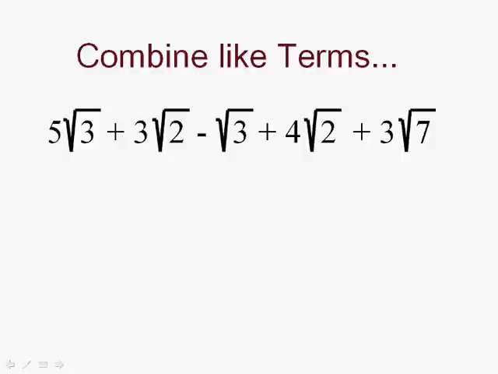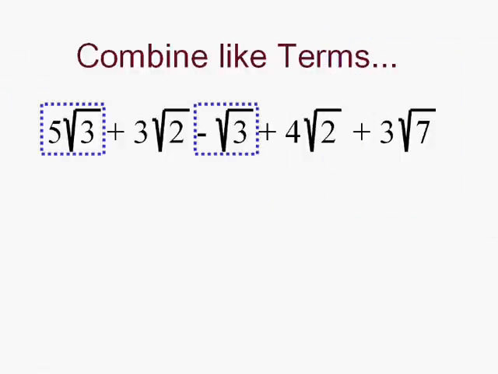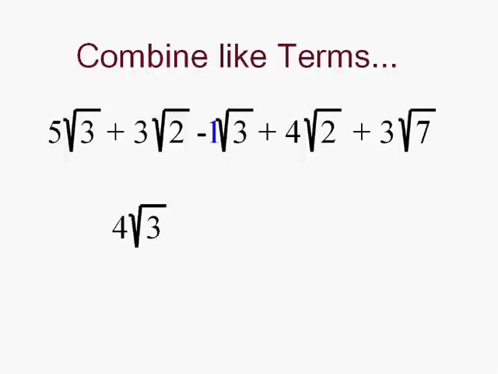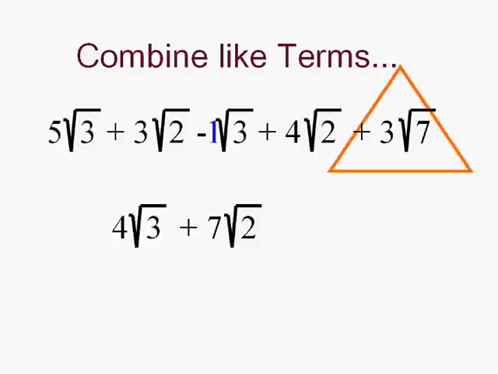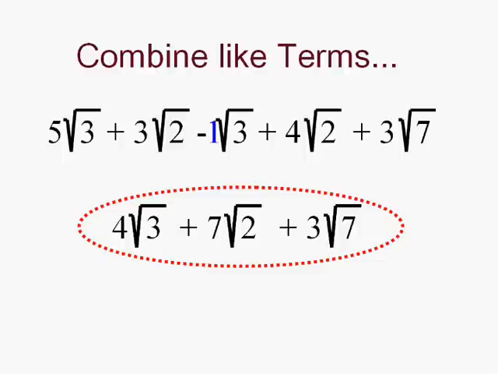So basically all we have to do is look for similar terms. There's a 5 square root of 3 and a minus 1. Remember, when we don't have anything, it's a 1. A minus 1 square root of 3, and 5 of them minus 1 of them is 4 of them. Now here we have 3 square root of 2 and 4 square root of 2. That makes 7 square root of 2. And if there's an expression that doesn't have anything to match it, you just write it. It's not so bad, is it? Just look for similar terms.